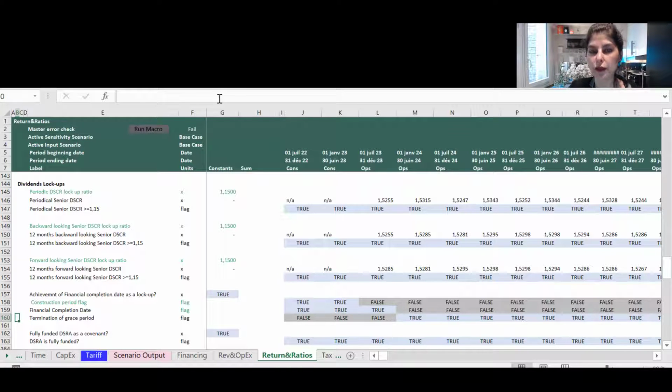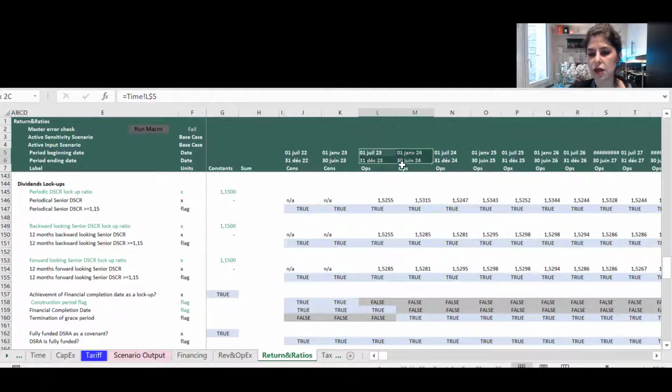The other condition that was imposed in this project by lenders was that you need to achieve what they call the financial completion date before you can distribute the dividends. And their financial completion date was that you have already finished the construction. So as you can see, the construction was up to June 2023, and you have already paid 6 months of debt service. So going forward here, sorry, it was 12 months.